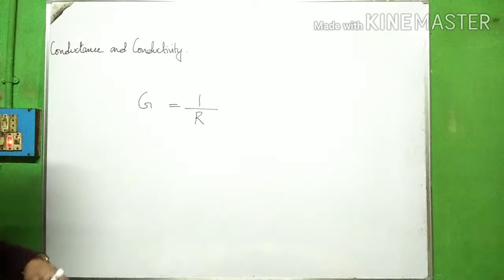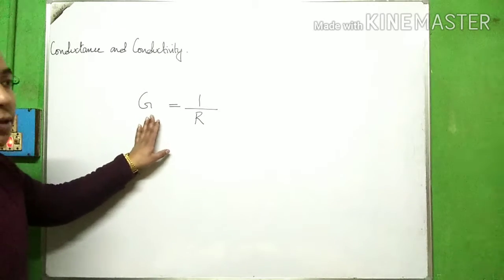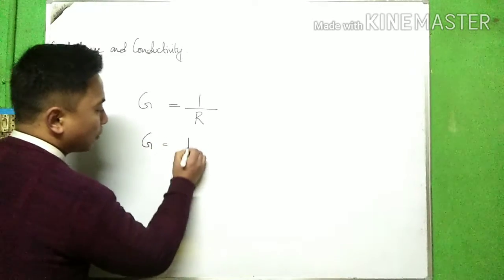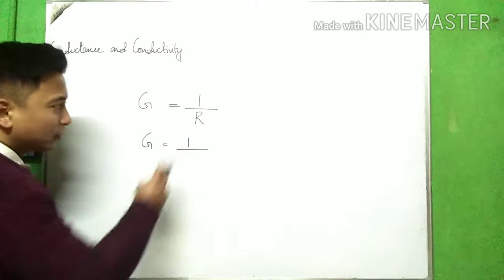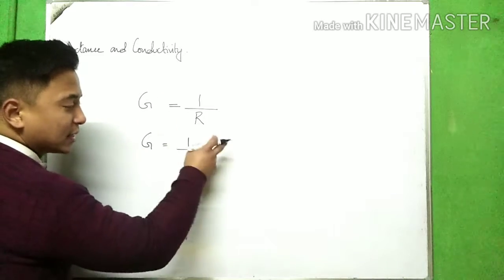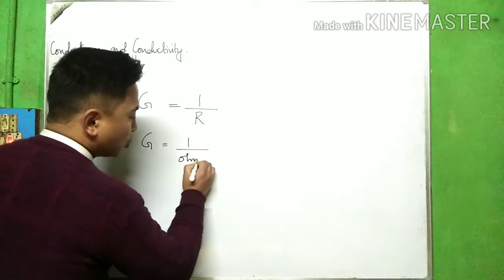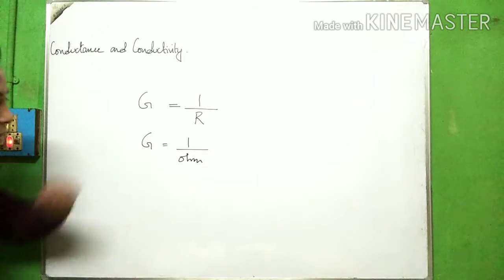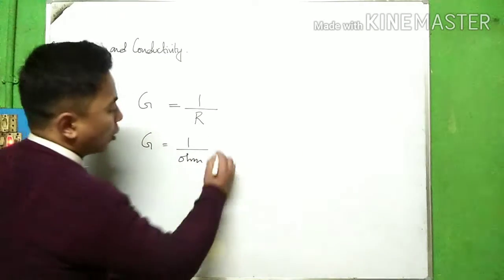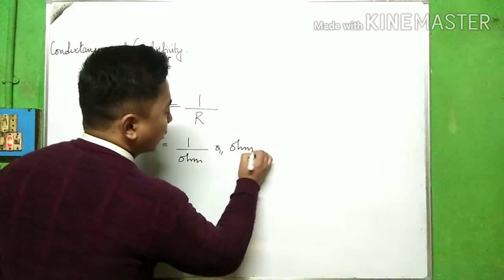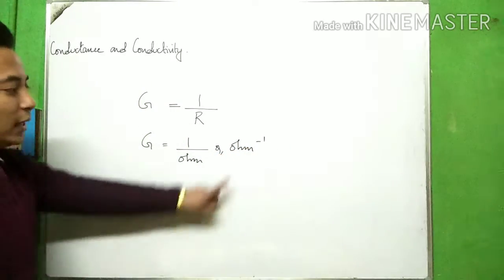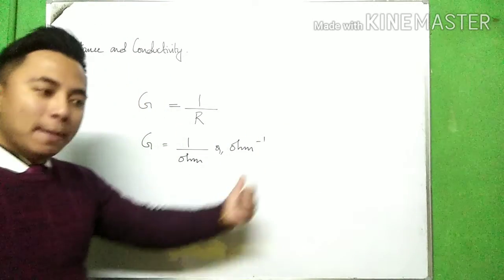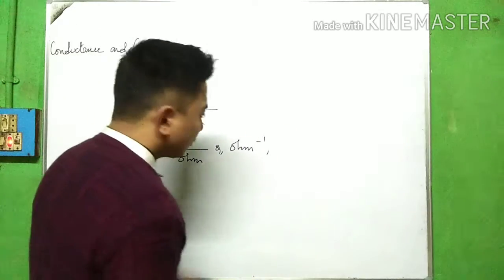Okay. So now the point is, what is the unit of conductance? G is equal to 1 upon R. The SI unit of resistance is ohm. So therefore the SI unit of conductance is 1 upon ohm, or we can write this as ohm to the power minus 1. It is verbally called ohm inverse.